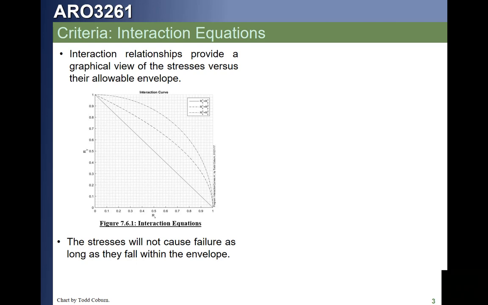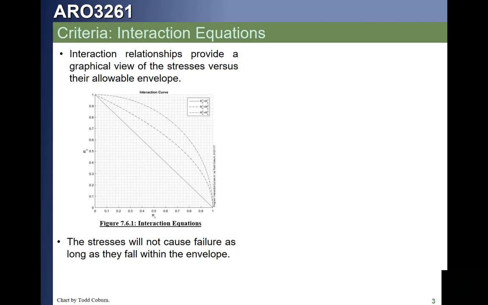For any stress ratios, if you plot your Rx on the horizontal axis and Ry on the vertical axis, if that point falls within the area enclosed by that interaction curve line, then that stress combination is fine. If it falls outside, it's not fine.